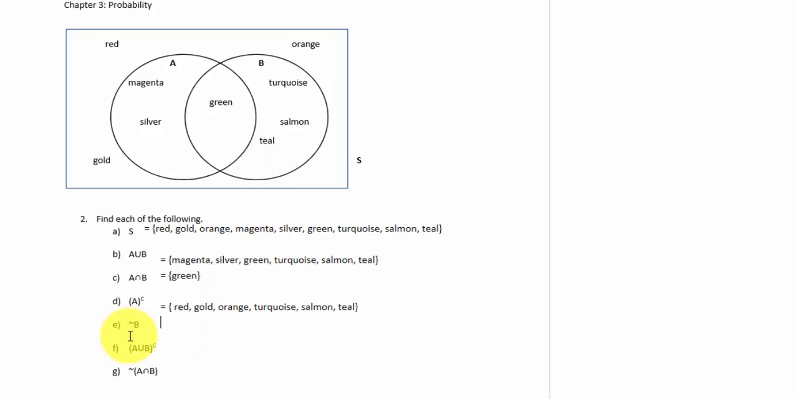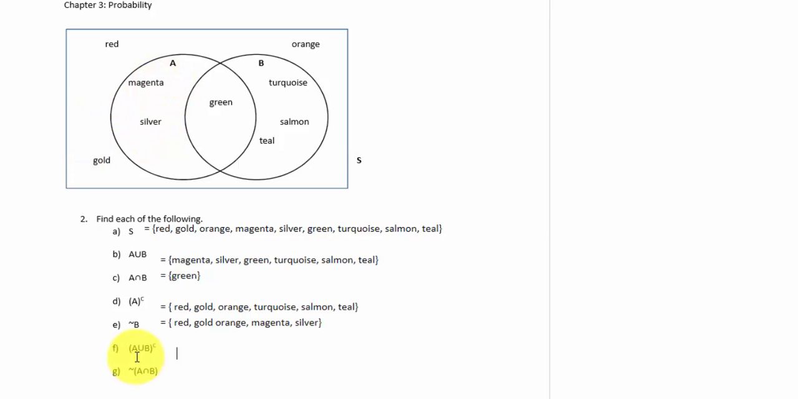In part E, you'll notice the tilde is another marking that represents complement. So we could have C used in superscript, or we can have tilde used. So not B. So we want all of the colors not in event B. That would be red, gold, and orange, magenta, and silver.